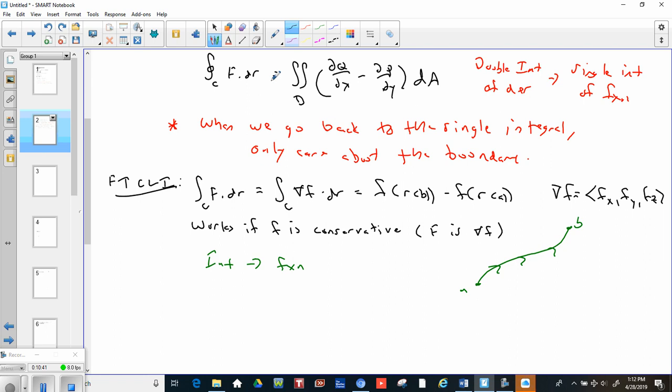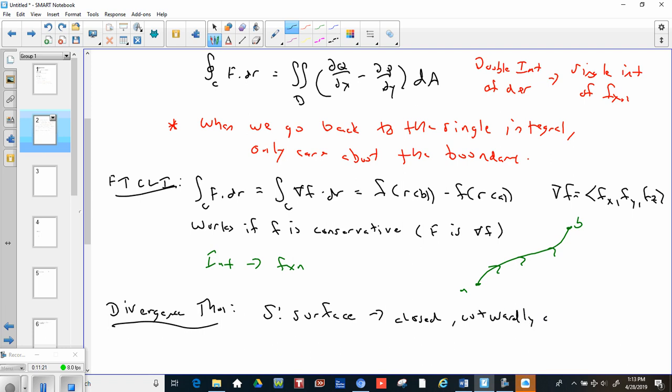All right, and then we had the divergence theorem. Divergence theorem is nice because it saves us from having to do some ugly surface integrals. Divergence theorem works if S is defined as the surface, and the surface has to be closed and outwardly oriented.